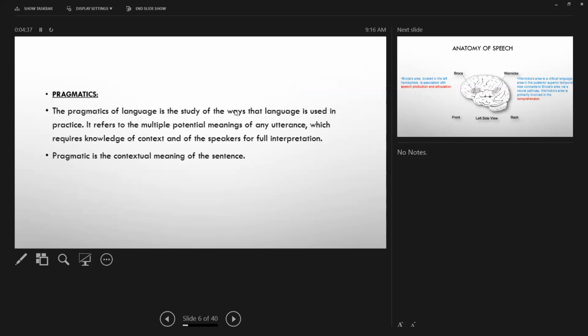pragmatics of language is the study of the ways that language is used in practice. It refers to the multiple potential meanings of any utterance, which requires knowledge of context and of the speaker for full interpretation. So pragmatics can mean the context, the contextual meaning of the sentence, whereas semantics means the actual meaning of the language.